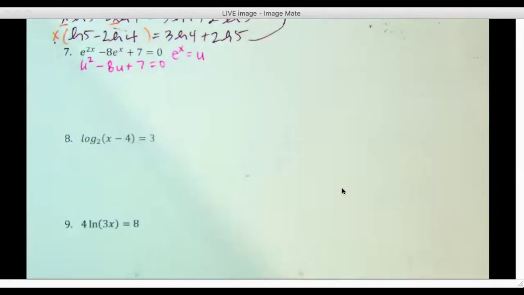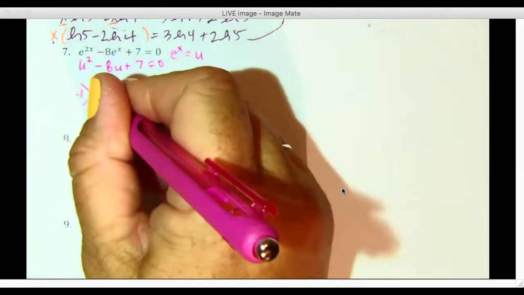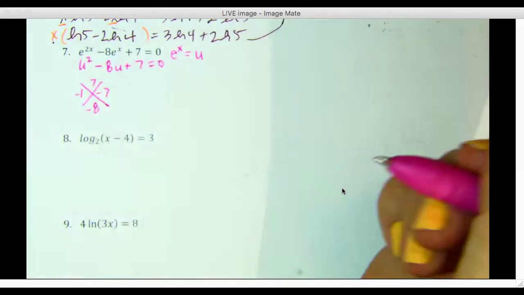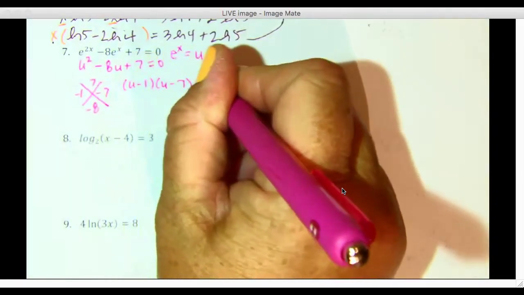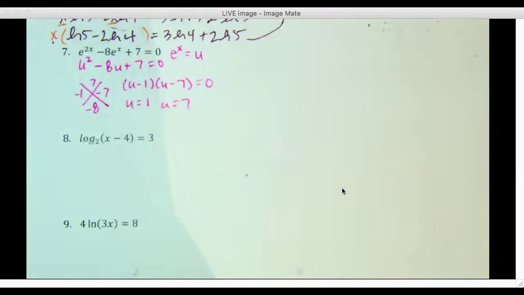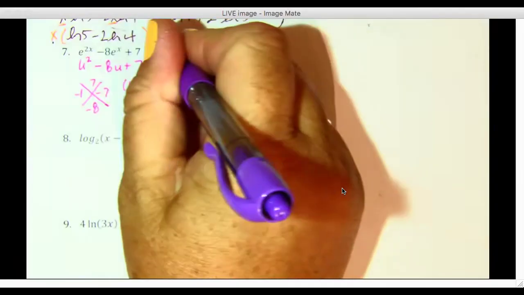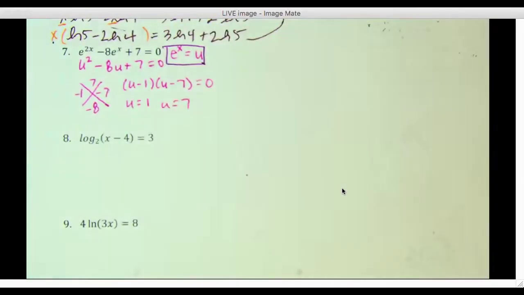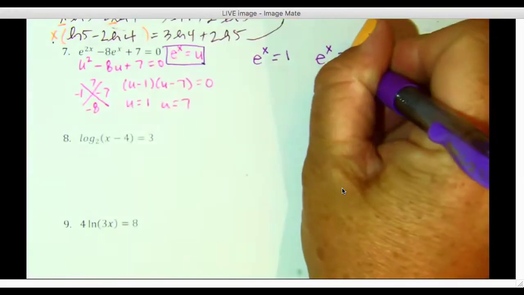And this is a quadratic equation, just like we've been solving all throughout this course. So a times c is 7. My b value is negative 8. Negative 1 and negative 7 multiply to 7 and add to negative 8. So I have u minus 1 and u minus 7 equals 0. So u equals 1 and u equals 7. So I can now solve both of those equations, plugging back in for what u is actually equal to, because what I'm actually interested in is e to the x. So e to the x equals 1 and e to the x equals 7.